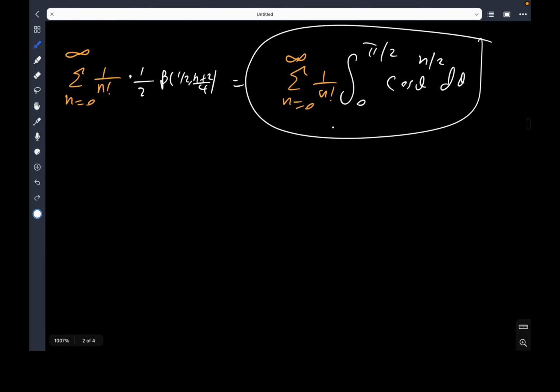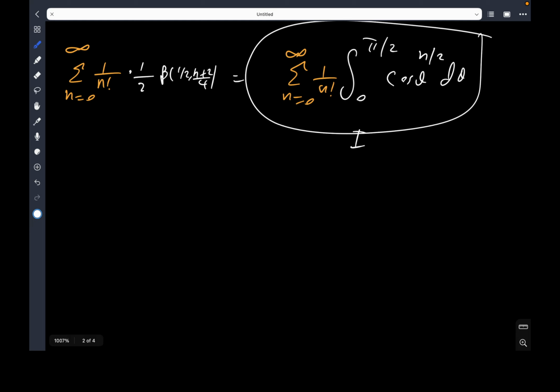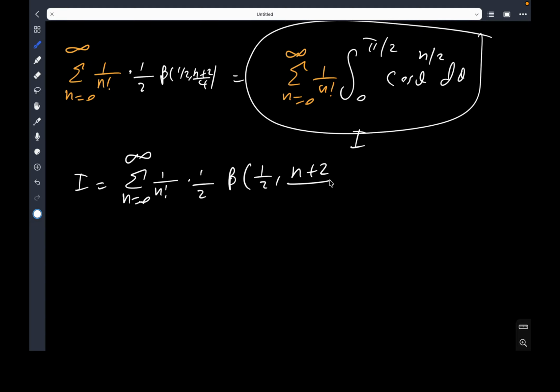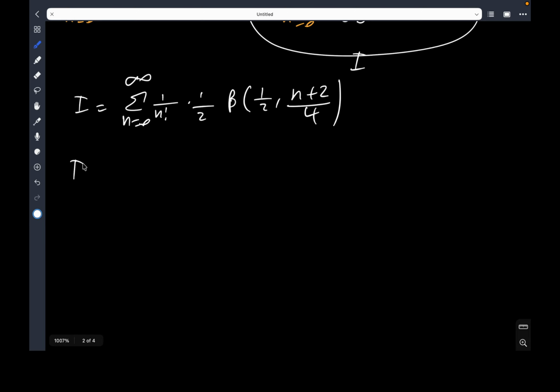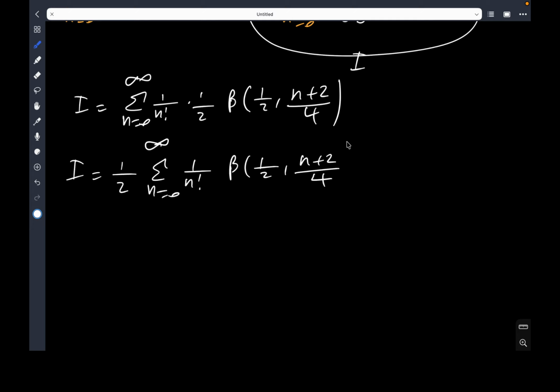So I can call this I, and I is going to be equal to the infinite sum from 0 to infinity of 1 over n factorial times half beta of half, n plus 2 over 4. I therefore is, let me factor out this half here, beta of half, n plus 2 over 4.